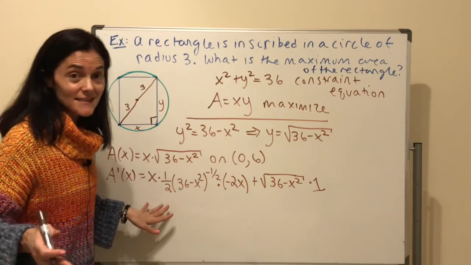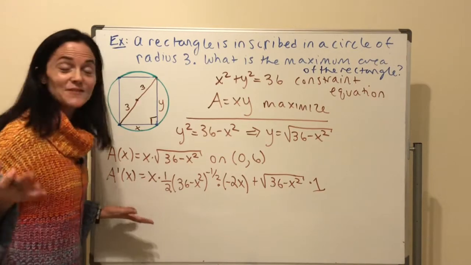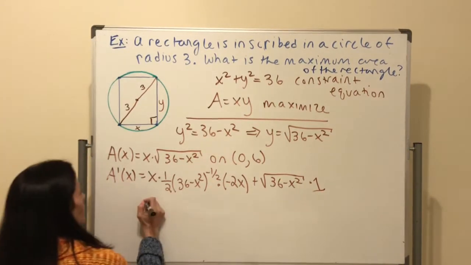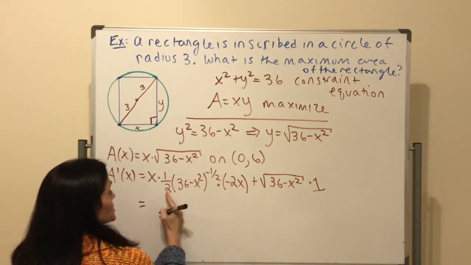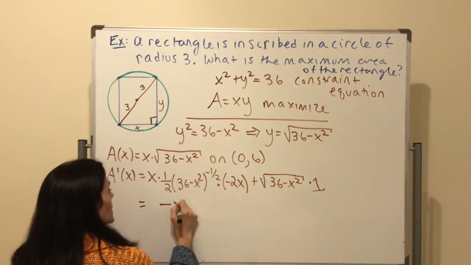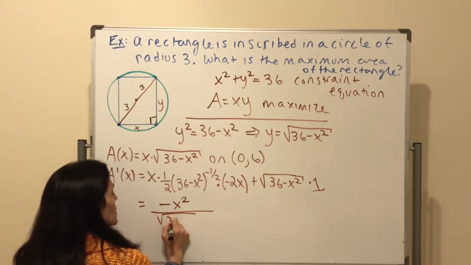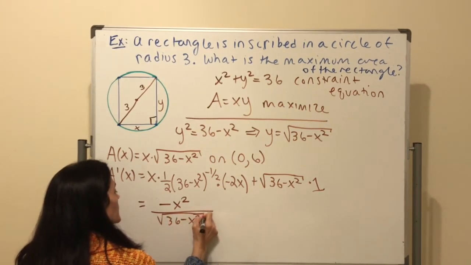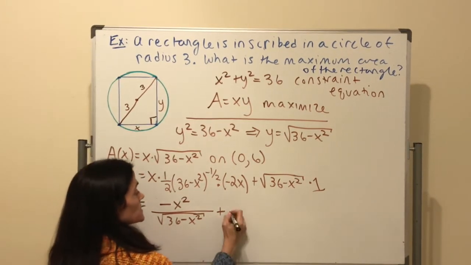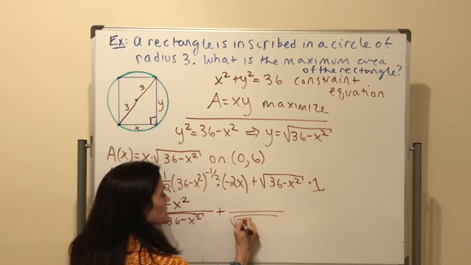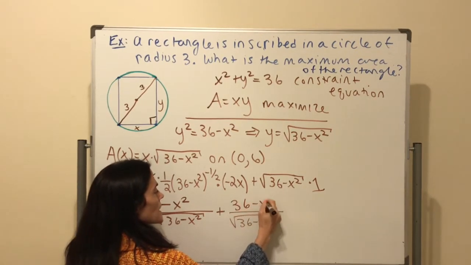I need to set this to 0, and this is one of the times where you do want to simplify, because I have to set this equal to 0. So first I will write it, well, minus 2 times a half is negative 1, and in the numerator I have an x squared. In the denominator I have a square root of 36 minus x squared. And then I will add, so let's get a common denominator, which is square root of 36 minus x squared, and this term, the numerator, will be 36 minus x squared.